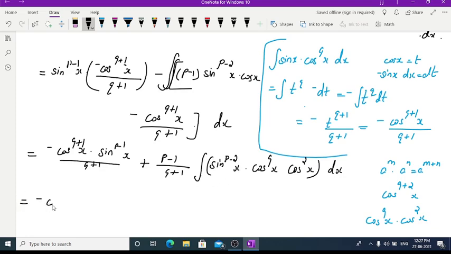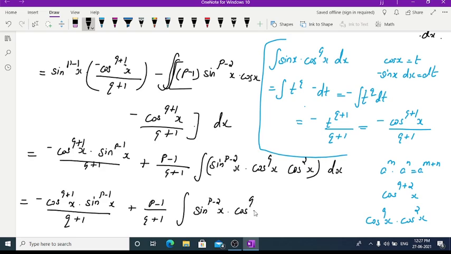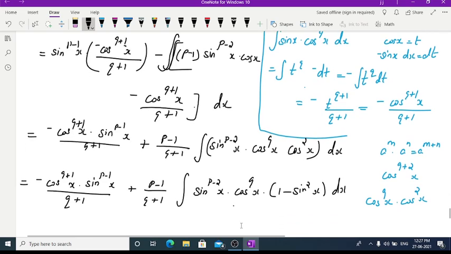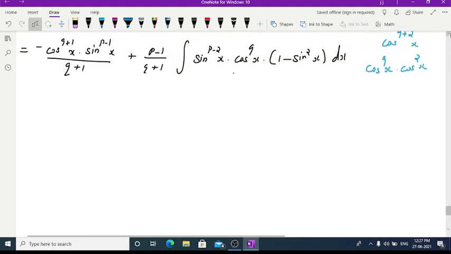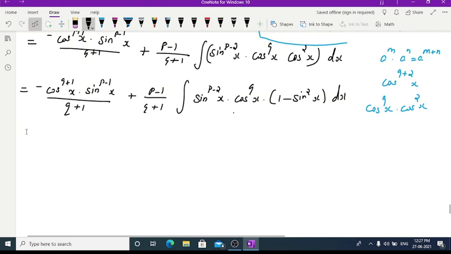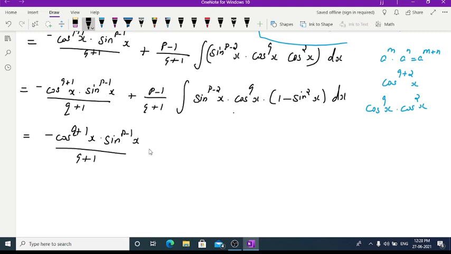Now this is equal to minus cos^(q+1) x into sin^(p-1) x divided by q+1, plus (p-1) divided by (q+1) into the integral of sin^(p-2) x into cos^q x into cos^2 x, which is 1 minus sin^2 x, dx.